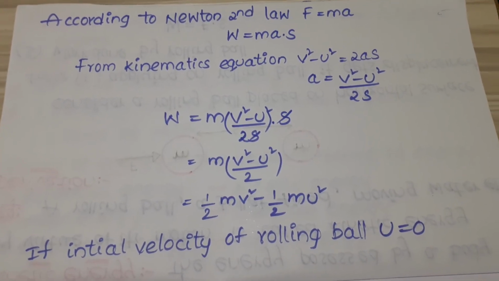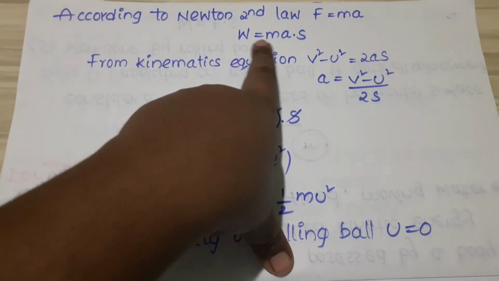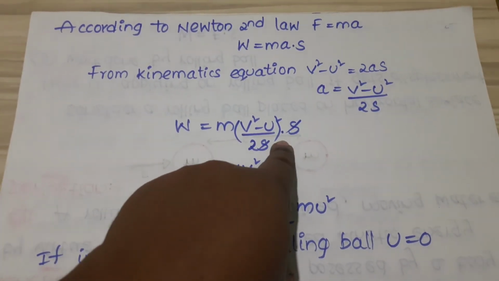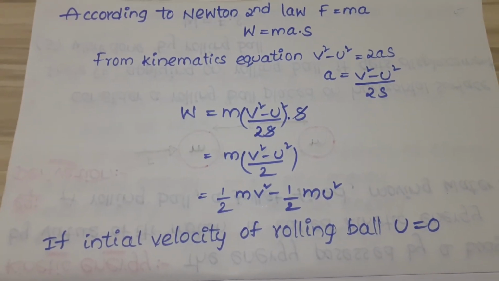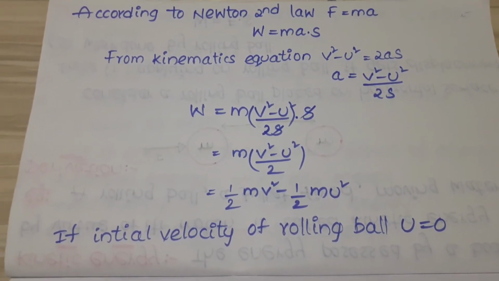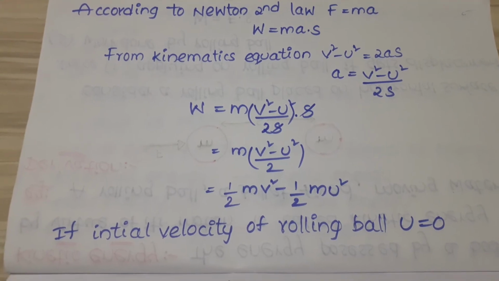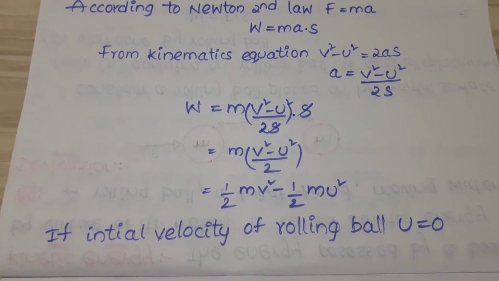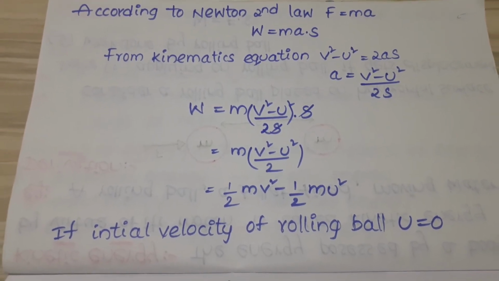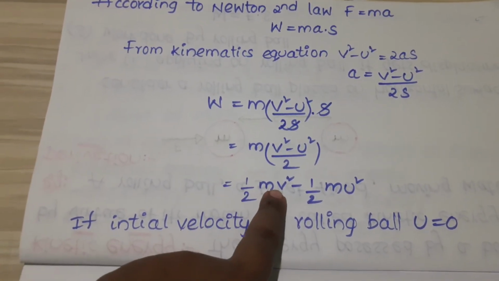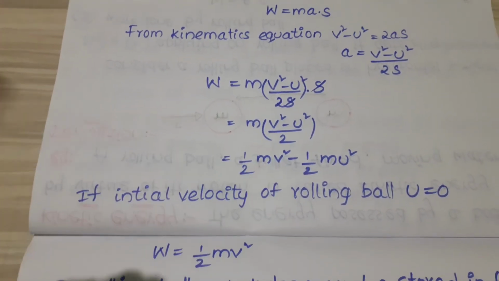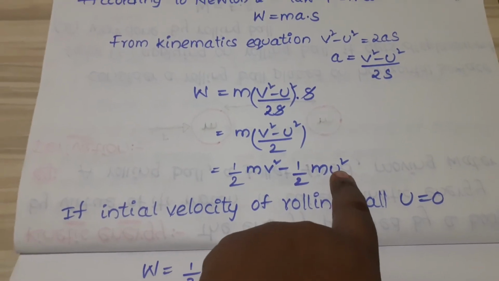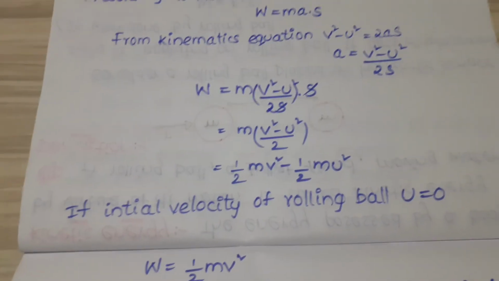Substitute the a value in the above equation: W equal to m into (v square minus u square by 2s) into s. S gets cancelled. So the remaining value is m into (v square minus u square) by 2. Splitting this equation: 1 by 2 mv square minus 1 by 2 mu square. What is the difference between v and u? V means final velocity of the object. U means initial velocity of the object.